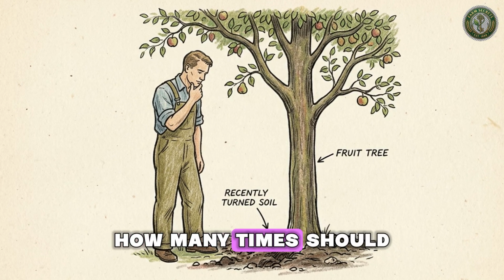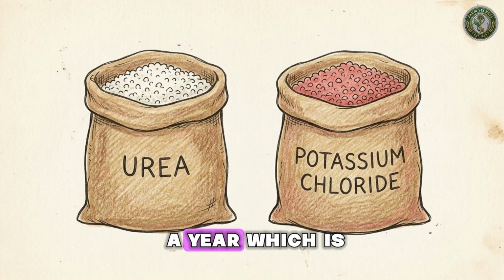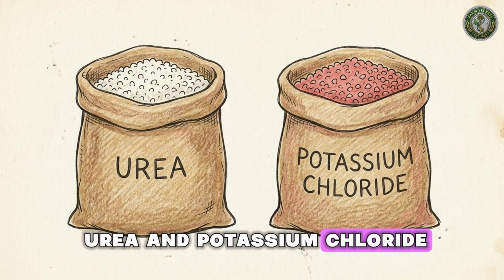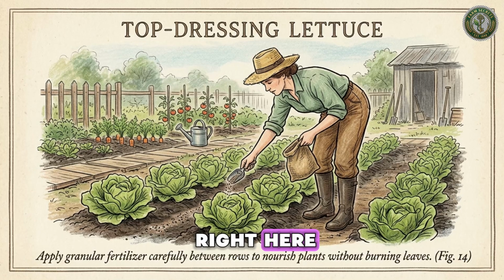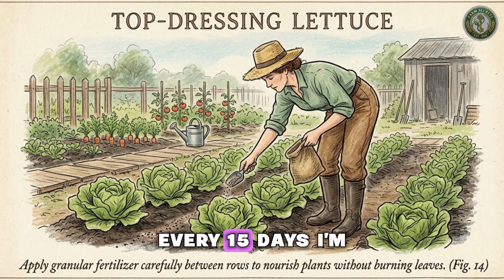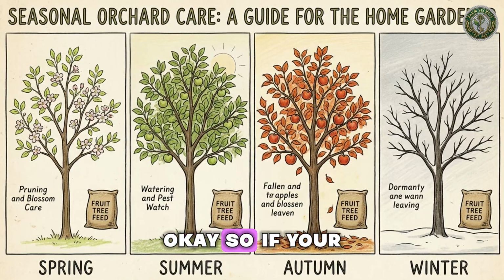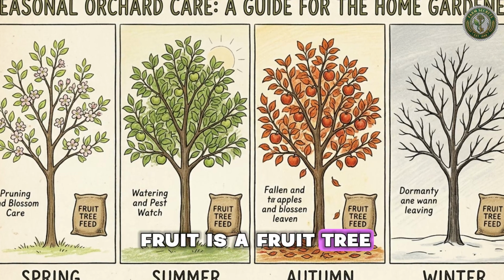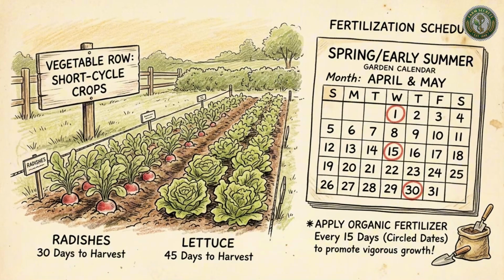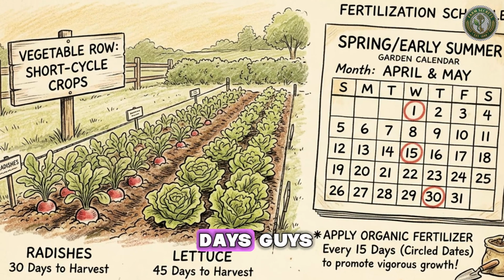Isnael, how many times should I apply this top dressing to a fruit tree? 3 to 4 times a year, which is urea and potassium chloride, which are these two right here. If it's vegetables, lettuce, guys, every 15 days, I'm top dressing the lettuce with urea and potassium, okay? So if your fruit is a fruit tree, 3 to 4 times a year. If it's short cycle vegetables, you'll be doing it every 15 or 20 days, guys.